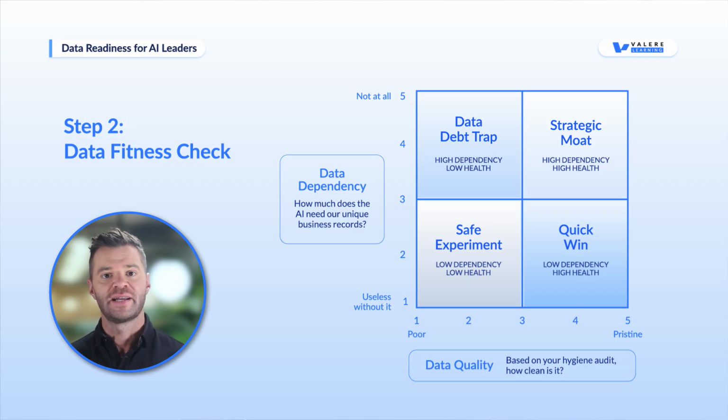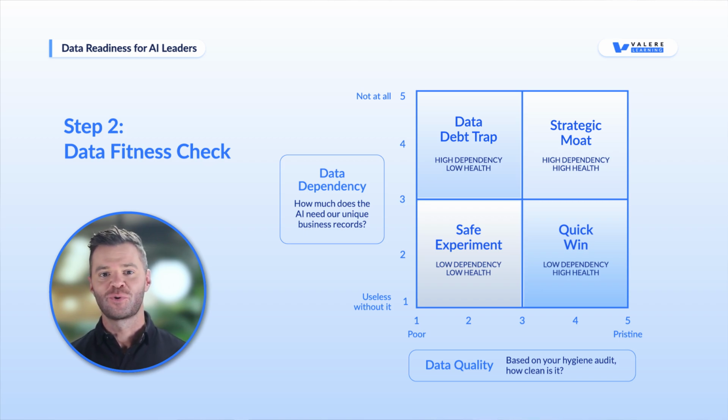This is in your learning guide. Before you clean anything, you would plot each of your use cases on this matrix. And that way you know which projects are green lights and which ones might get you in a little bit of a data mess. The vertical axis is data dependency. So how much does the AI solution need your unique internal records to work? The horizontal axis is data quality. Based on your hygiene audit, how clean and accessible is the data?